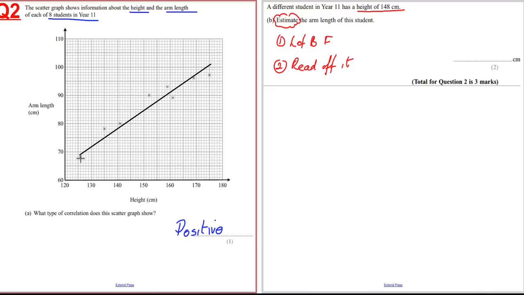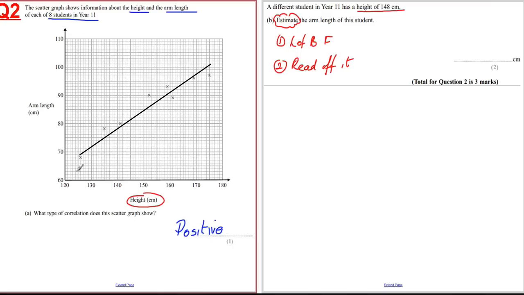Okay, let's see if that's any good. 1 below, 2, 3, 4 below, and 1, 2, 3, 4 above. It looks perfect and it's going in the right direction. So we've got a height of 148, so you go to height here. Now be careful, you're going to this axis here.